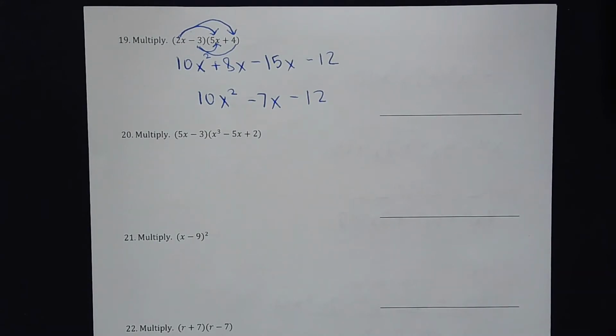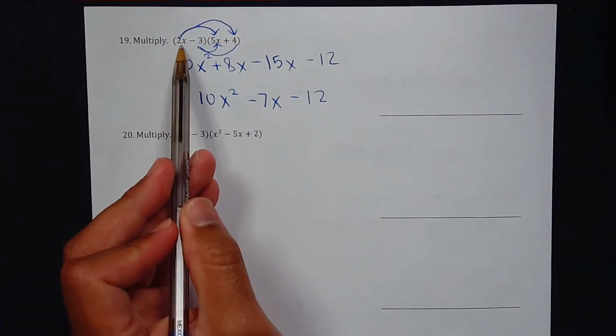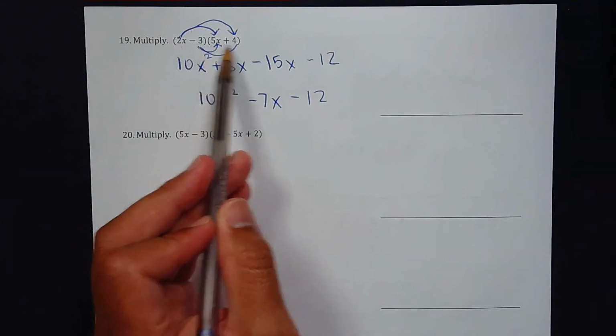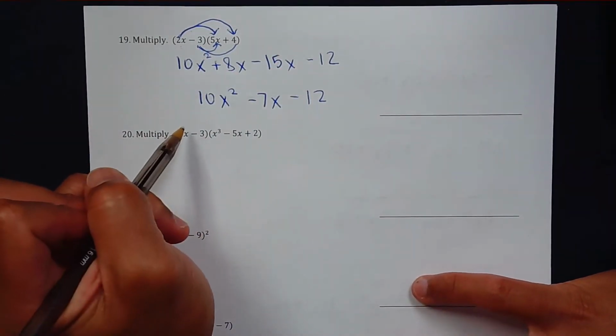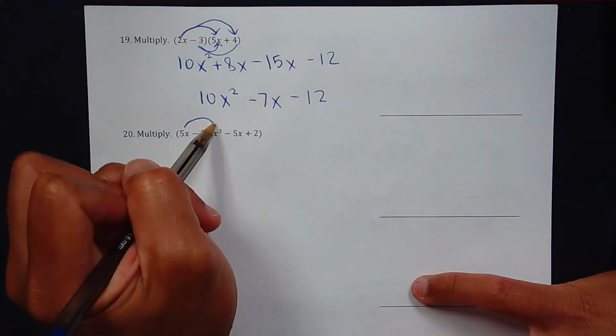All right, next one. This one's a little bit trickier. Maybe it's the same concept, but maybe some of you are confused because most of the time you're used to binomial multiplied by binomial. But anyways, let's just go ahead and multiply this out one at a time. Just take it one at a time as usual.